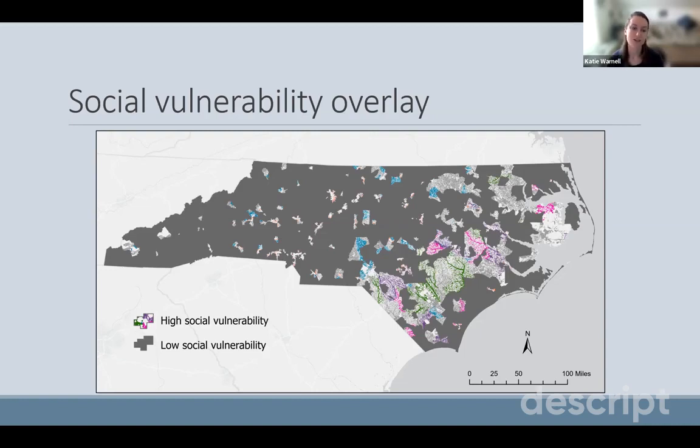So one additional way to focus work would be to look for areas that both provide those resilience benefits, which again are the colored areas on this map, that also are in places of high social vulnerability, which is a lot of the eastern half of the state.